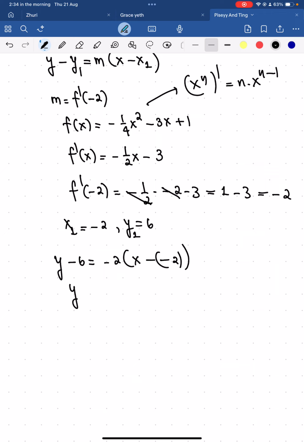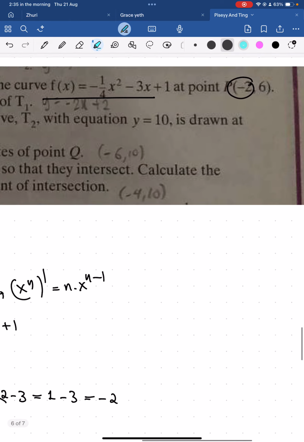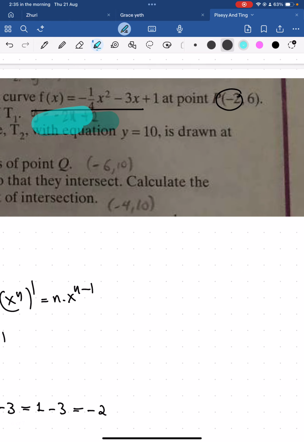So it's going to be y minus 6 equal to -2x, and this negative and negative becomes positive. So it's going to be -2x minus 4, and y equal to -2x. We add 6 to both sides in order to eliminate it from the other side. So it's going to be plus 2. This is the answer for T1. You can check: y equals -2x plus 2.